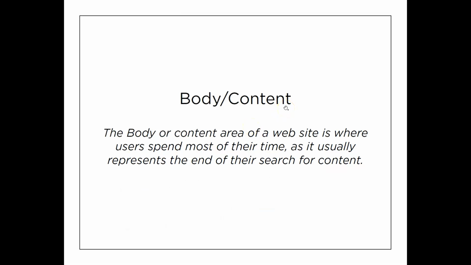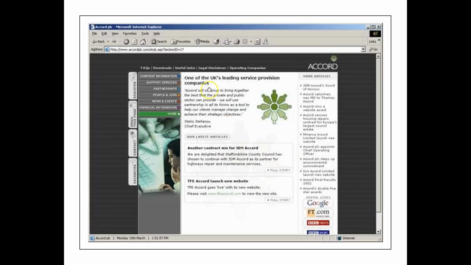The body and content, which changes differently. It's different on every page depending on what content is there. The body or the content area of a website is where users spend most of their time, as it usually represents the end of their search for content. So, body copy, I mean, this is a horrible website, but the content area is what's being taken up a lot.